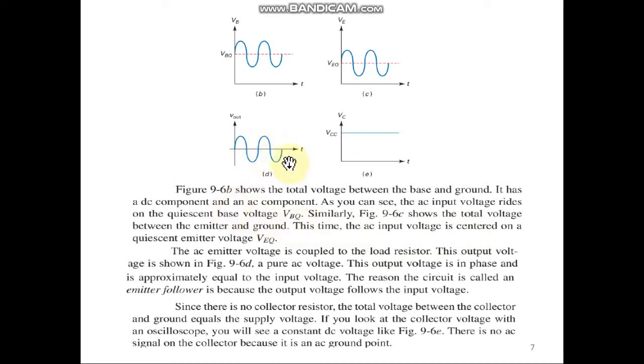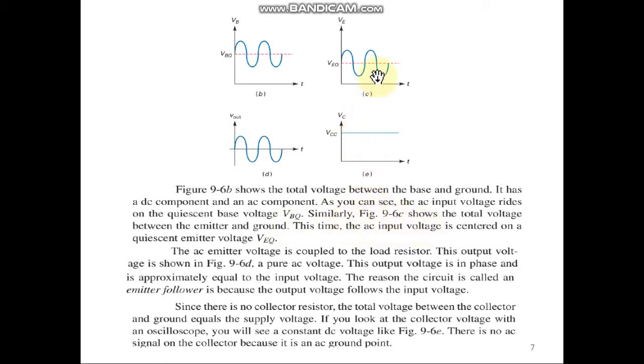The voltage diagrams. The total voltage between the base and ground is this. You can see it is the VB voltage. This is VBQ, that is a DC value, and this is the AC value. It has a DC component and an AC component, as you can see. The AC voltage rides on the quiescent base voltage, that is VB, which is a DC value.